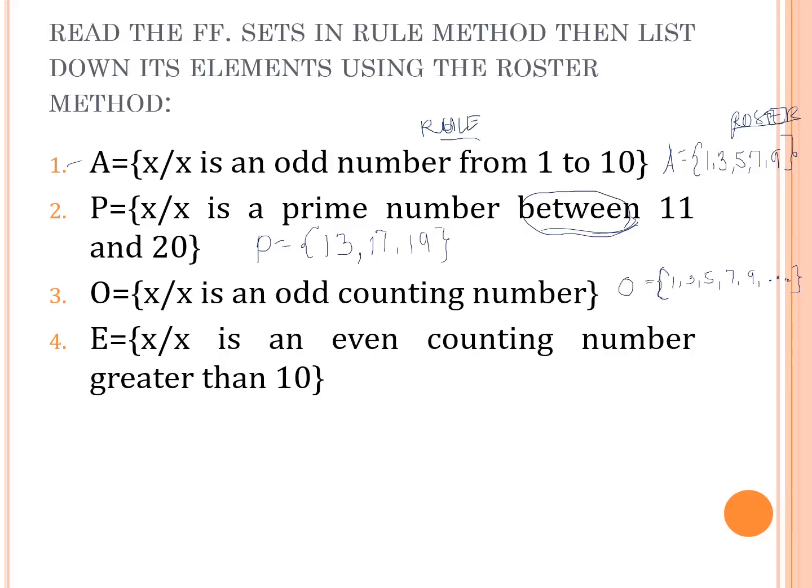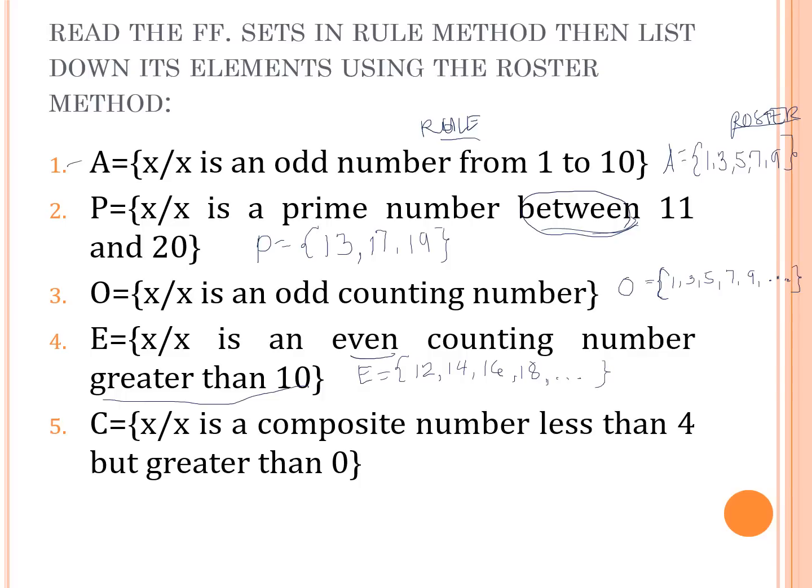Number 4. Set E is the set of all x such that x is an even counting number greater than 10. So that is the condition. Again, we copy the name of the set. And then what is the next even counting number after 10? We have 12, followed by 14, 16, 18. We cannot list out all of it. I'm just going to use ellipses or put an ellipsis.